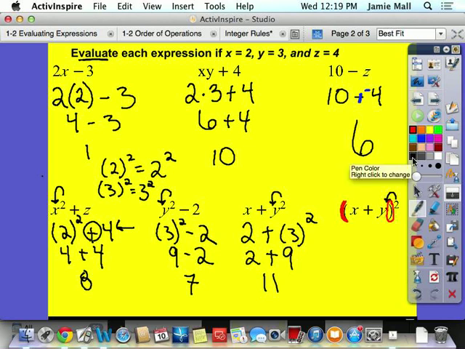So I'm going to follow my order of operations, and I'm first going to fill in x plus y, that's 2 plus 3 to the second power. What I'm squaring is going to be the sum of 2 and 3. So we know that 2 plus 3 is 5. 5 to the second power isn't 10, but 5 times 5 is 25.